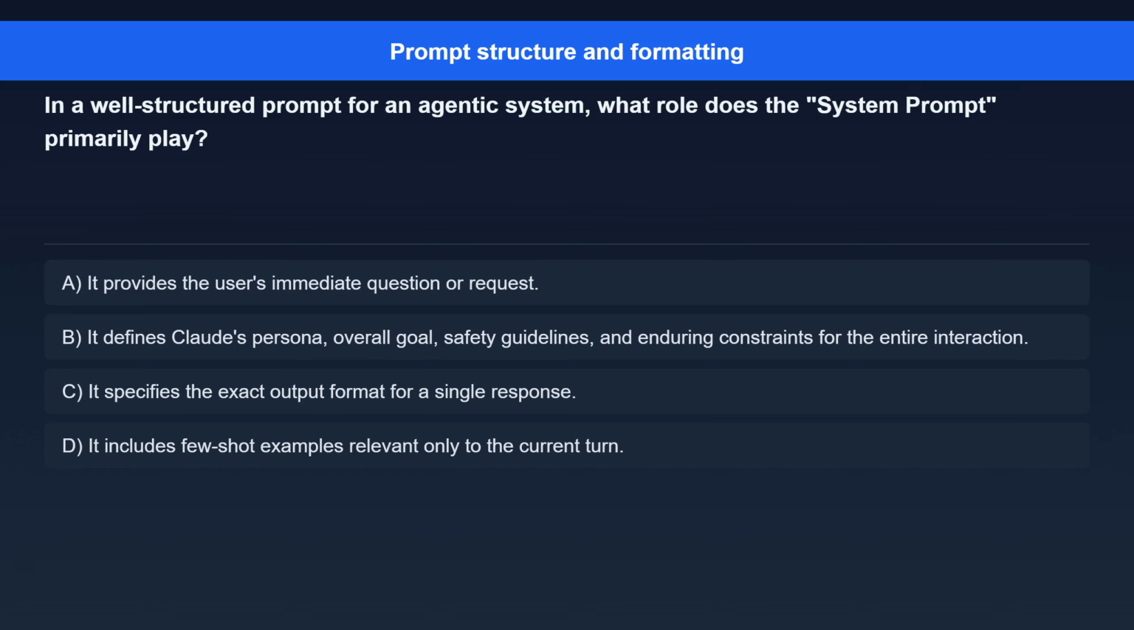Question 6. In a well-structured prompt for an agentic system, what role does the system prompt primarily play? Option A. It provides the user's immediate question or request. Option B. It defines Claude's persona, overall goal, safety guidelines, and enduring constraints for the entire interaction. Option C. It specifies the exact output format for a single response. Option D. It includes few-shot examples relevant only to the current turn.